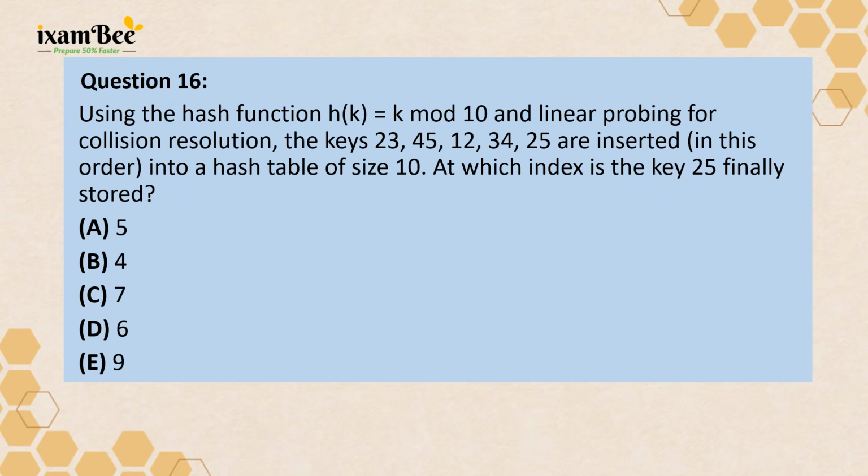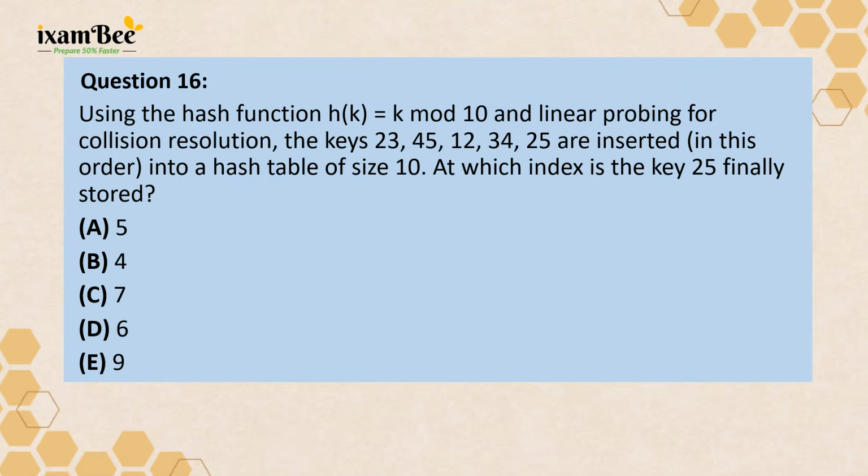Now, in this question, using the hash function h(k) equal to k mod 10 and linear probing for collision resolution, the keys 23, 45, 12, 34 and 25 are inserted in this order into a hash table of size 10. At which index is the key 25 finally stored?